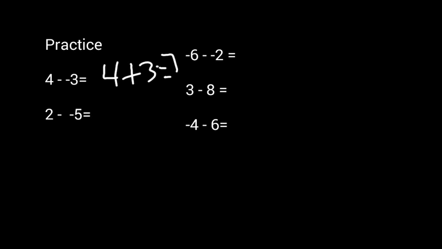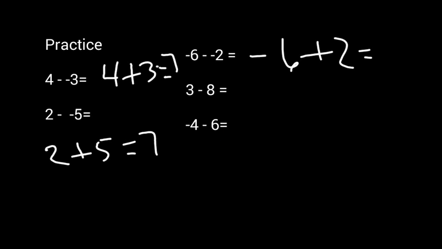2 minus negative 5 changes to 2 plus 5. So that's also 7. Negative 6 minus negative 2 changes to negative 6 plus 2. Well, there are more negatives than positives, so the answer is negative. 6 minus 2 is 4.